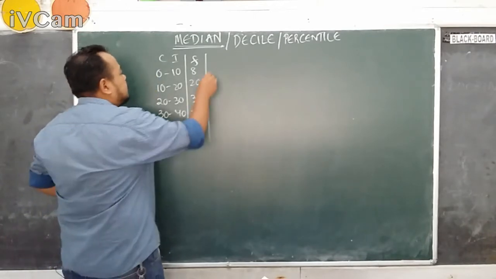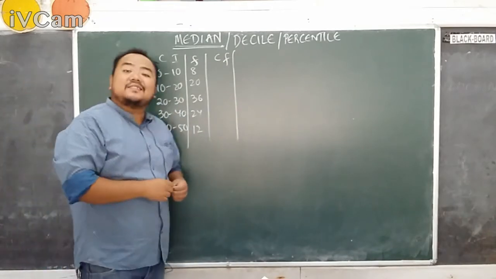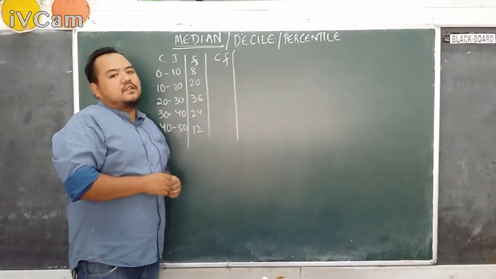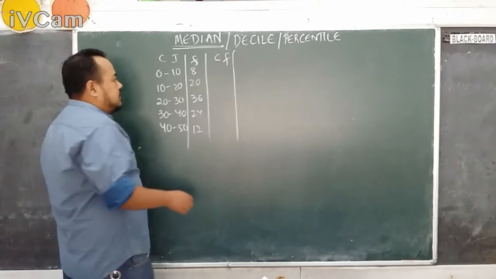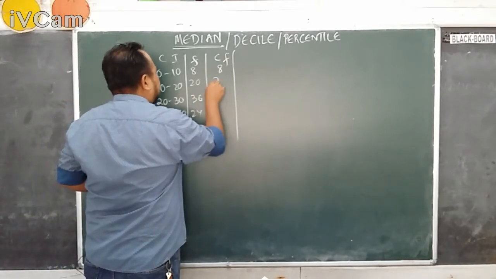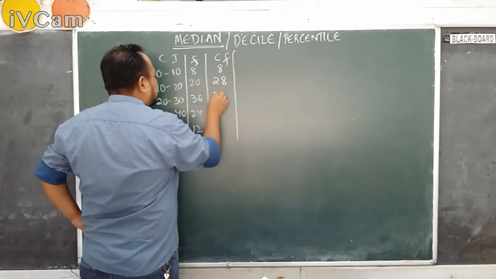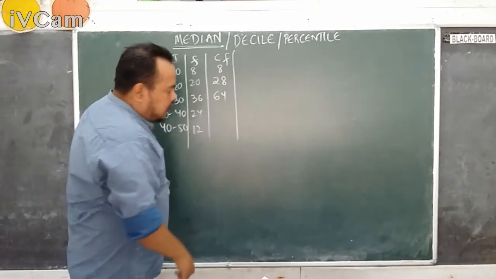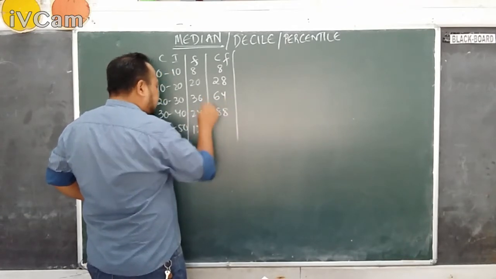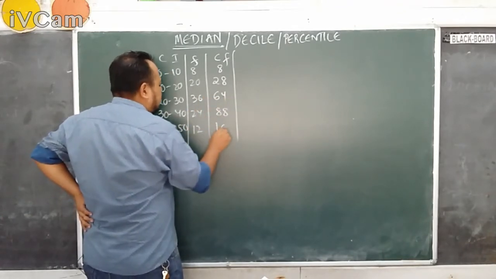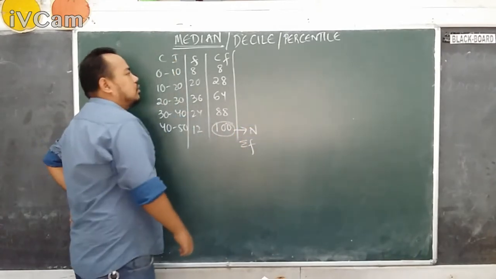So the first thing we are going to do is find the cumulative frequency. What is cumulative frequency? Give it a thought. In class 10, you were taught this particular term. Cumulative means to add the frequencies. So 8 as it is, 20 plus 8 becomes 28, 28 plus 36 is 64, 64 plus 24 is 88, and finally 88 plus 12 is 100. So this is capital N, that is summation f, equal to 100.